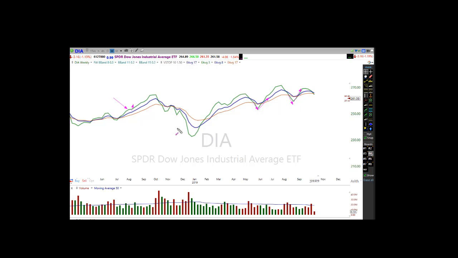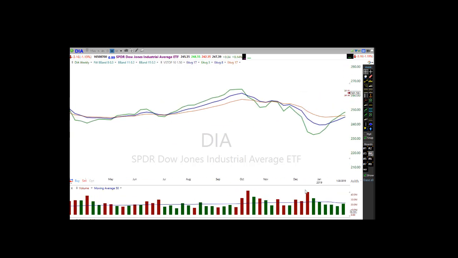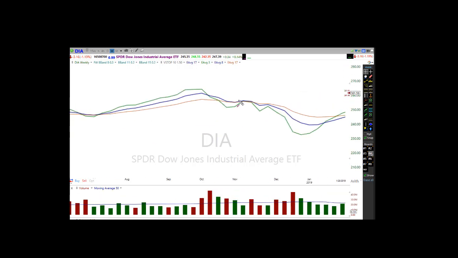Short trades are when we cross down. You can see right in this area. Let me blow this area up just a little bit. Right in here, 8, 17, all of a sudden they're all on the wrong side of each other. We flip over to the wrong side. Okay, down. Short trades will set up right in here.